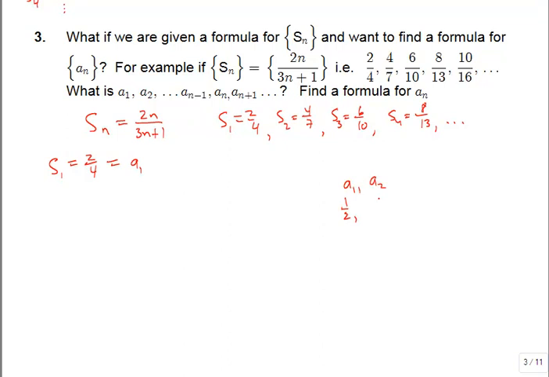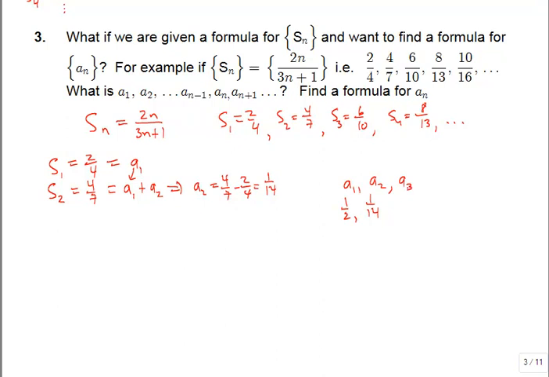Let's see if we can find a sub 2. So a sub 2 is going to come from the fact that s sub 2, which we know is 4/7, is really the first two terms added up. So a sub 1 plus a sub 2. And we already know what a sub 1 is. So if we were to plug in 2/4, then a sub 2 would be 4/7 minus this 2/4, which turns out to be 1/14. So a sub 2 is 1/14.